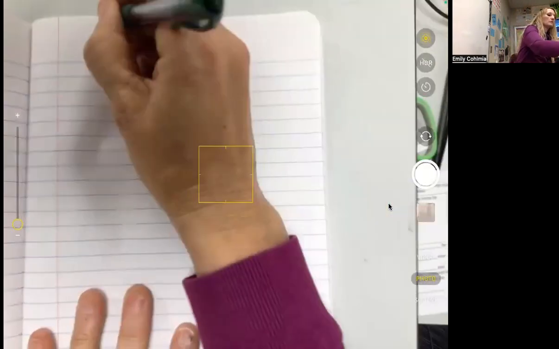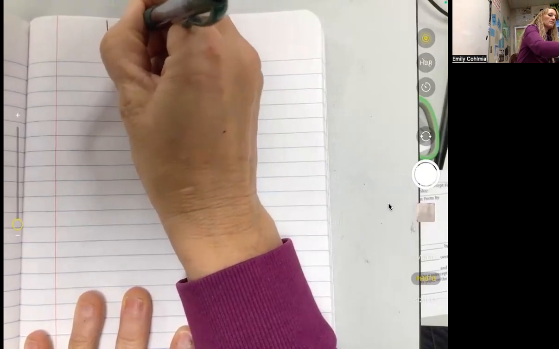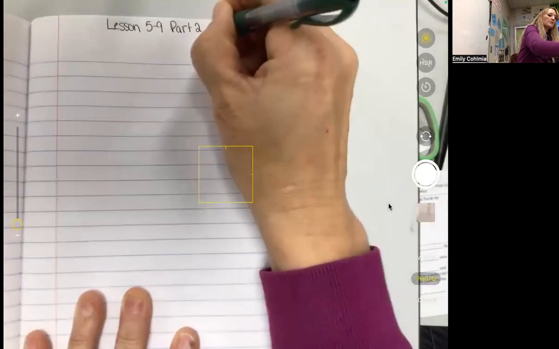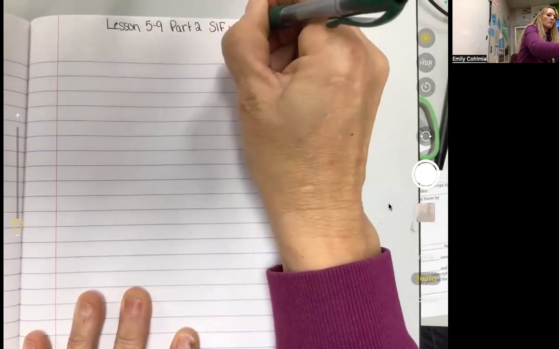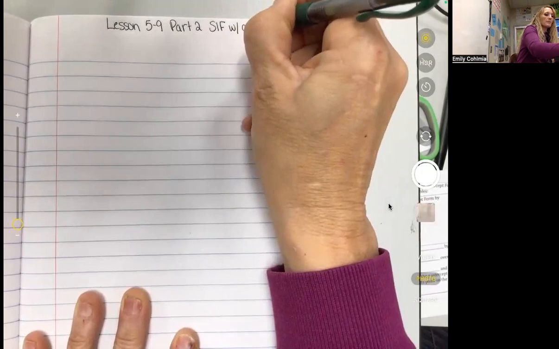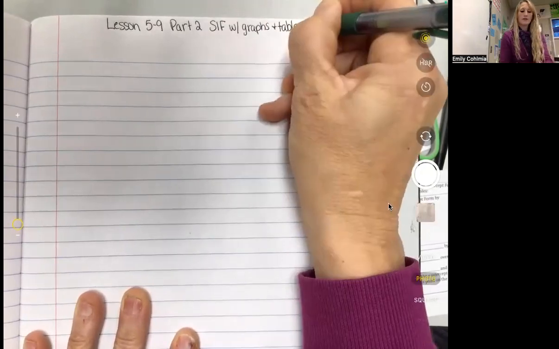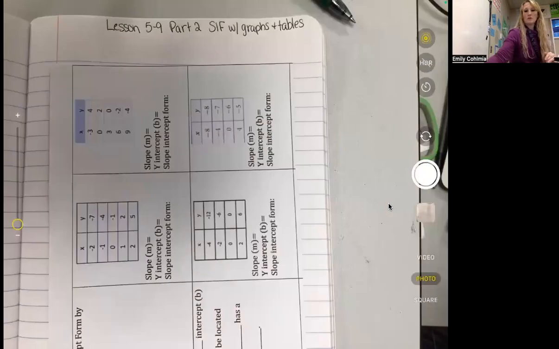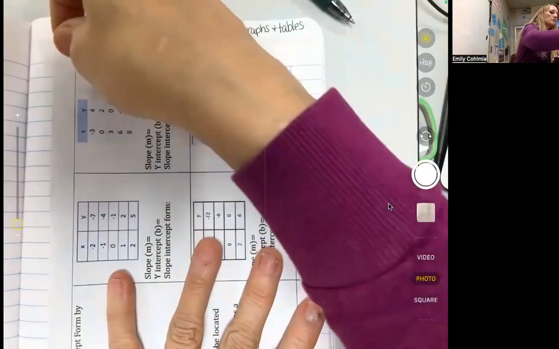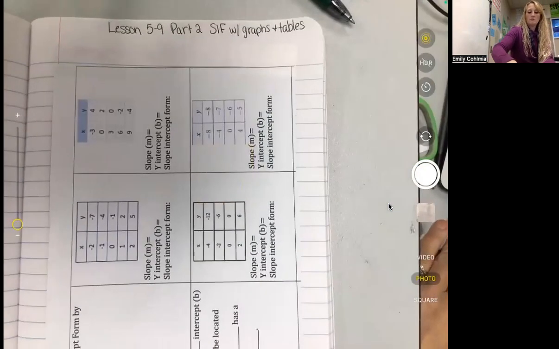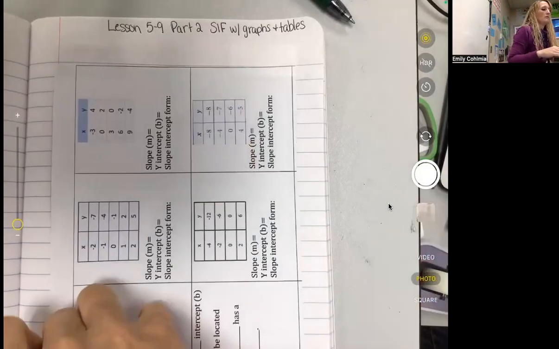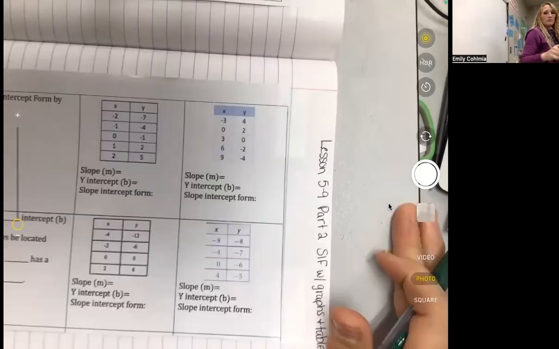Okay. So this is lesson 5-9, part 2, and slope-intercept form with graphs and tables. So the first thing we're going to look at is tables. So we're going to put in this section with just the tables. This would be the top section. And then I'll turn sideways so you can see it better. Okay, so slope-intercept form with tables.